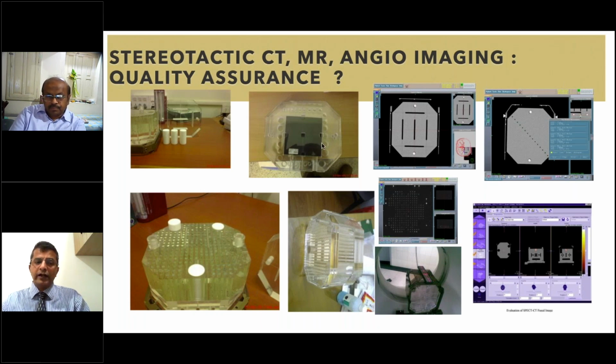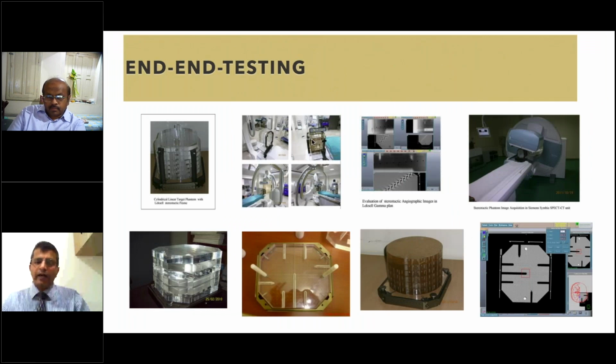These are some of the end-to-end testing devices I have used in two of the workplaces I worked in, with the Gamma Knife 4C and with the Gamma Knife Perfection units. These are some of the images that I acquired using different angiographic imaging equipment and SPECT CT imaging systems, and these are some of the phantoms I use for the end-to-end dose verification of the Gamma Knife planning systems versus the delivery systems.